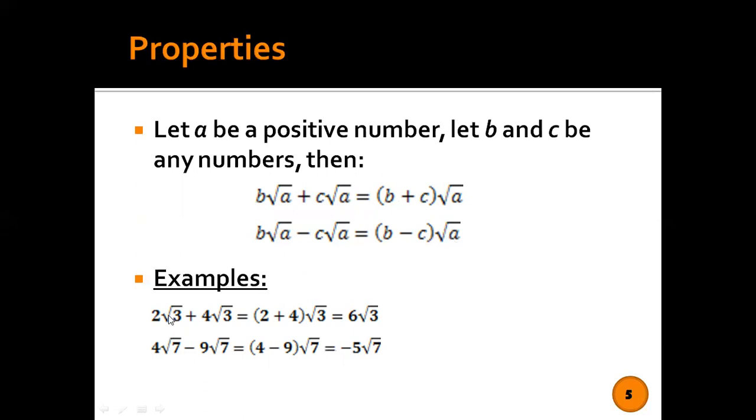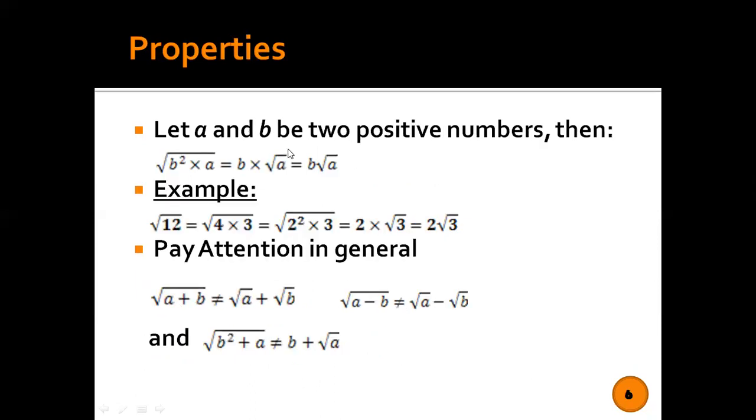Examples. 2 radical 3 plus 4 radical 3. Here we have radical 3 as common. So we can add up the two numbers. So we have 2 plus 4, 6. So the answer will be 6 radical 3. Similarly here, 4 radical 7 minus 9 radical 7 equals 4 minus 9 all times radical 7. The answer is minus 5 radical 7.